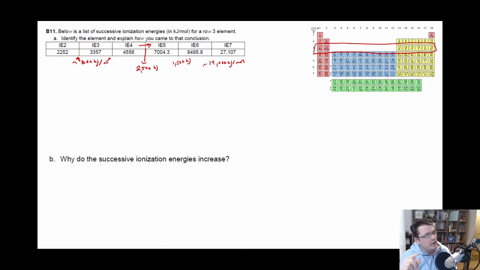So those are the things to look at when thinking about these types of problems: what are the changes in ionization energies? And that should start telling you what's actually happening.